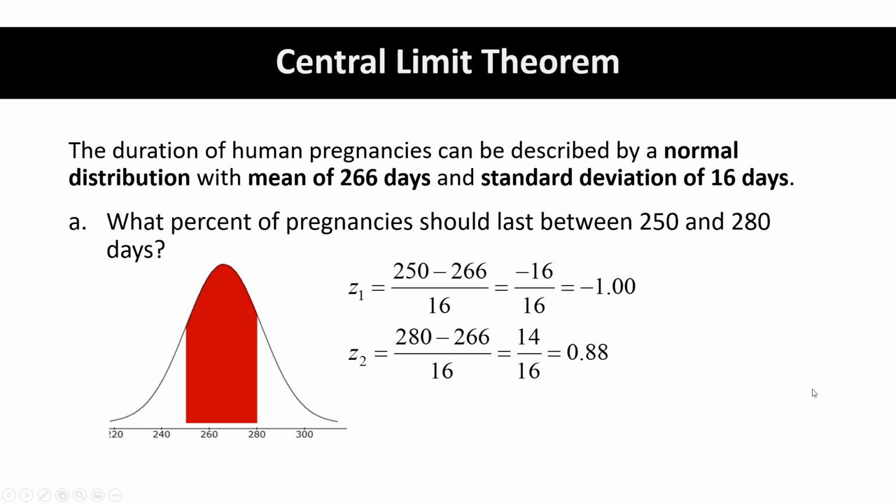So we need to find the area in between these two z-scores. Using table 5, we look up the largest z-score, write that area down, then look up the smallest z-score, write that area down, and subtract the two. You should get 0.8106 minus 0.1587, and that gives us a probability of 0.6519. So the percentage would be about 65% of pregnancies last between 250 and 280 days.